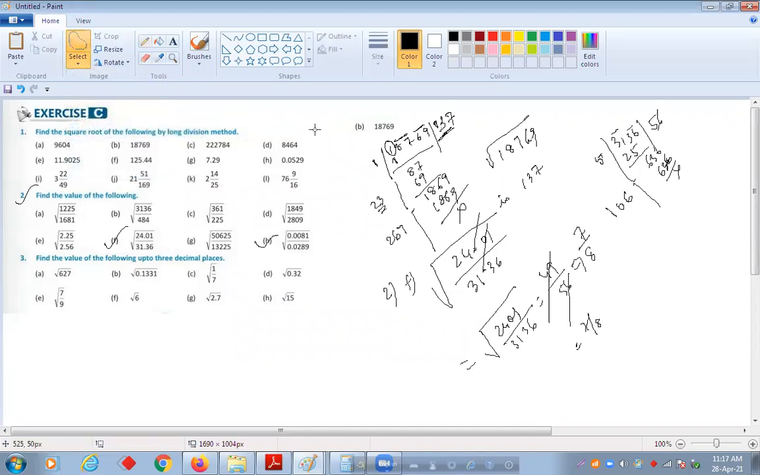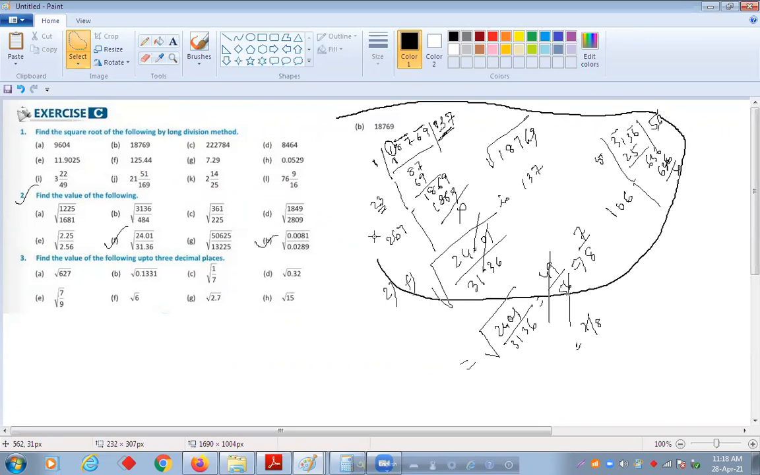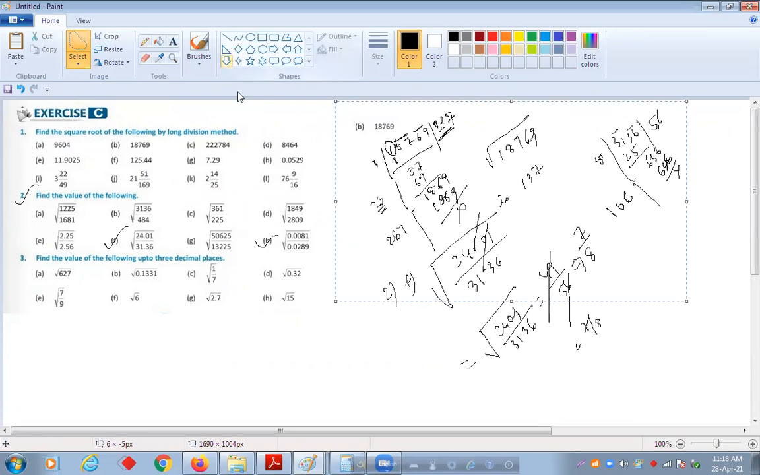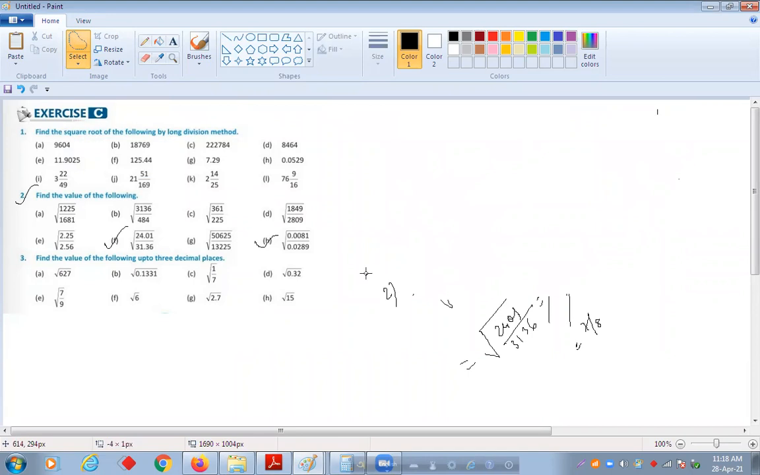So this one is complete. You have noted down all this? Yes, sir. Okay. Let me clean all this. Now 2H. What is that?